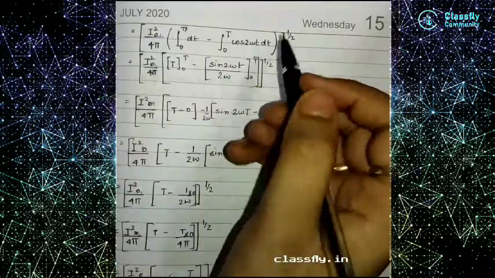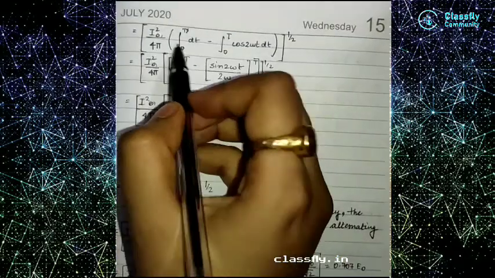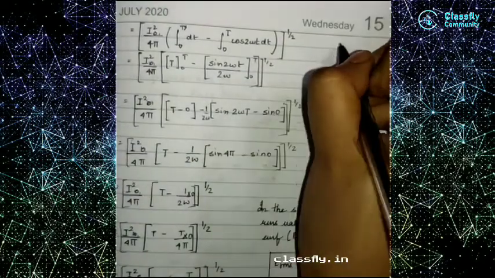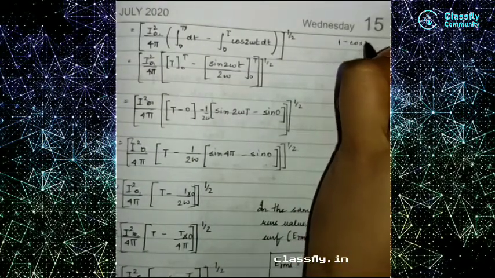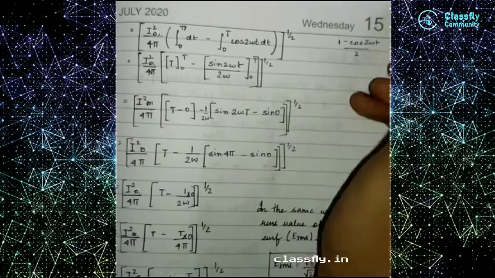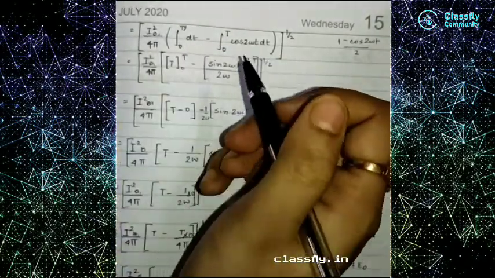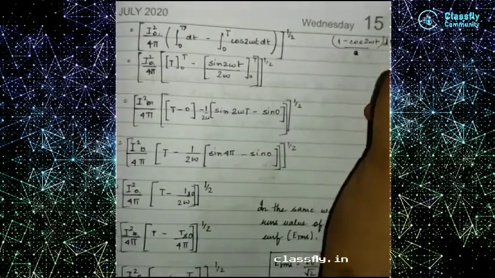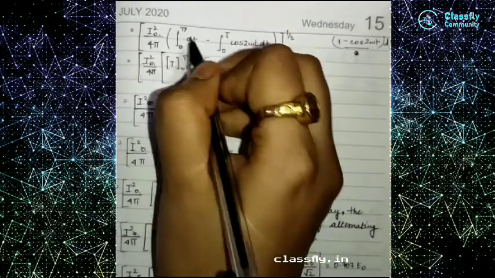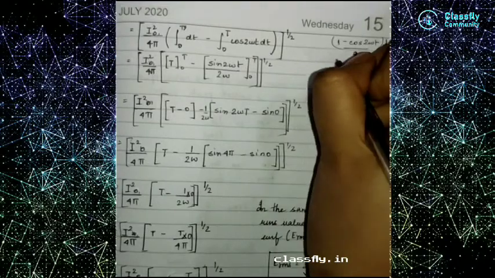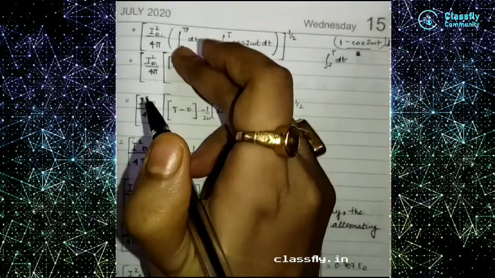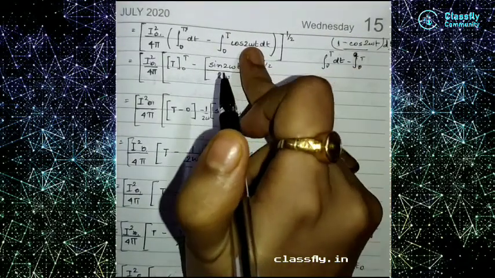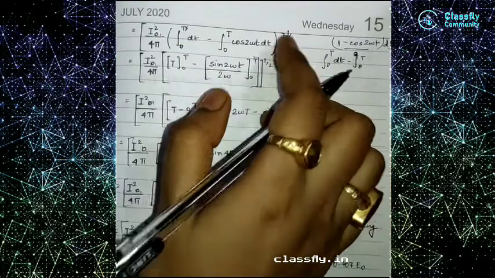When we solve that, we get I naught squared by 4 pi. Why 4 pi? Because it was 1 minus cos 2 omega t by 2, so we took the 2 out and wrote 4 pi. Now we multiply the 1 with dt, so we get the integral from 0 to T of dt, minus again dt with this one, the integral from 0 to T of cos 2 omega t dt, all under the root.